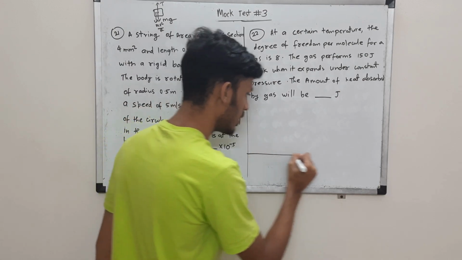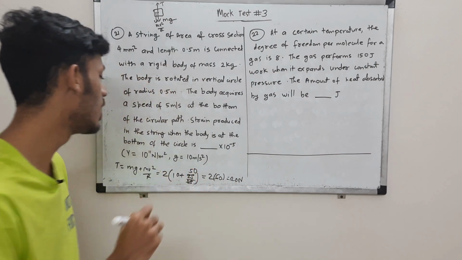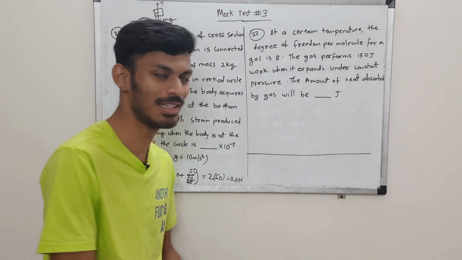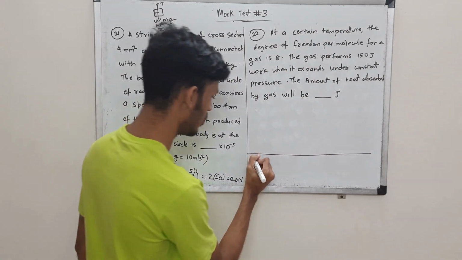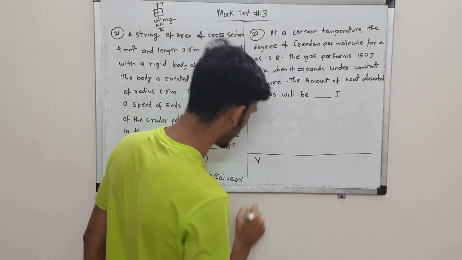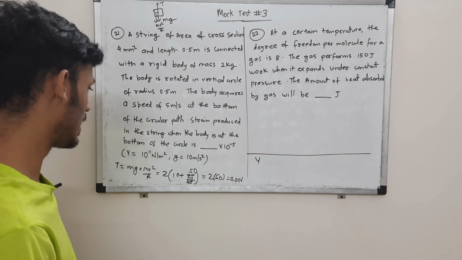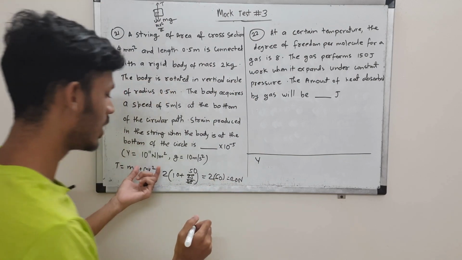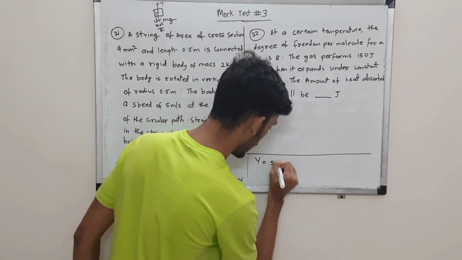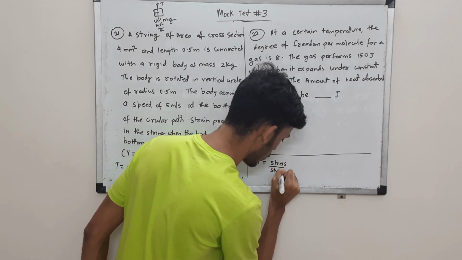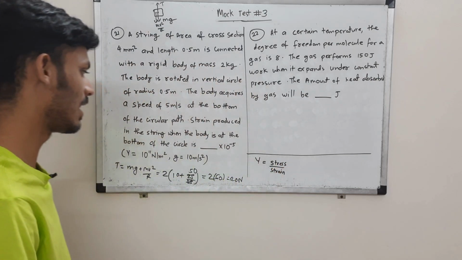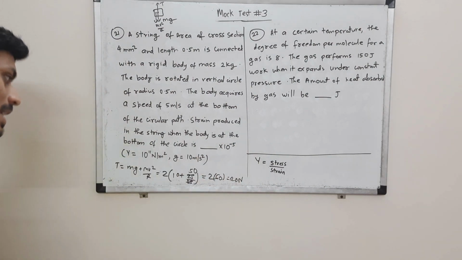This is exactly what you are not supposed to find, but yeah, this will help us in finding the strain. Let's come to the strain. You are given the Young's modulus. Young's modulus is the ratio of stress by strain, right? So from here you can find strain.